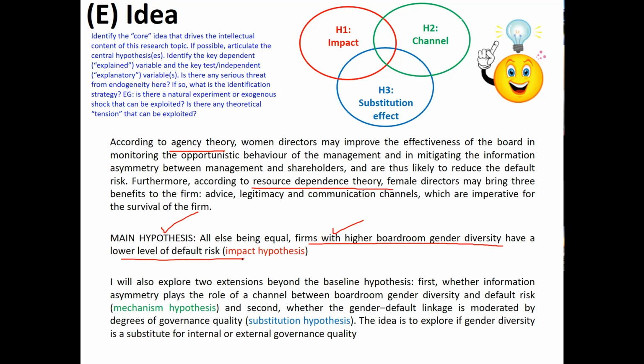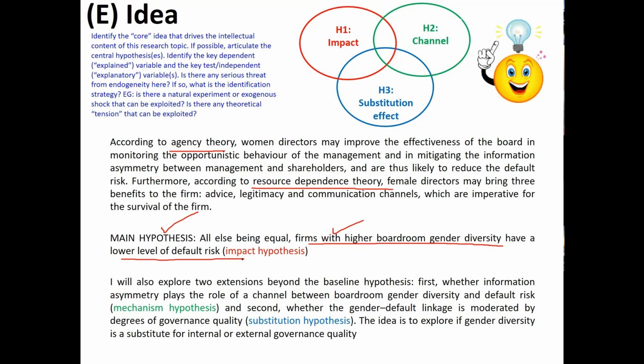So guess what the reviewers have asked me now? The paper is now conditionally accepted. There were two reviewers, and both are saying your story is straightforward. You are using theories that predict a central hypothesis, that there should be a negative relationship between boardroom gender diversity and default risk. So it's not interesting. We don't learn anything new. So what's new? Can you bring some other hypotheses?